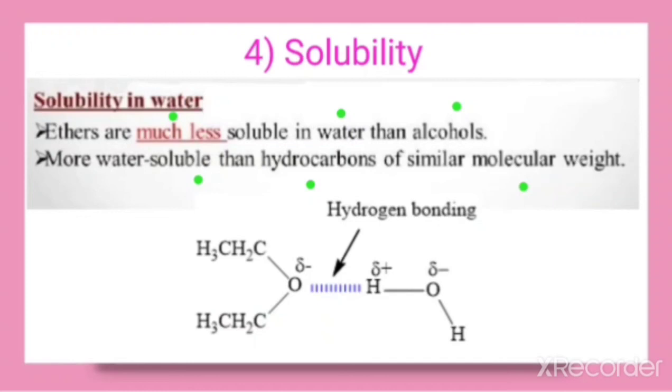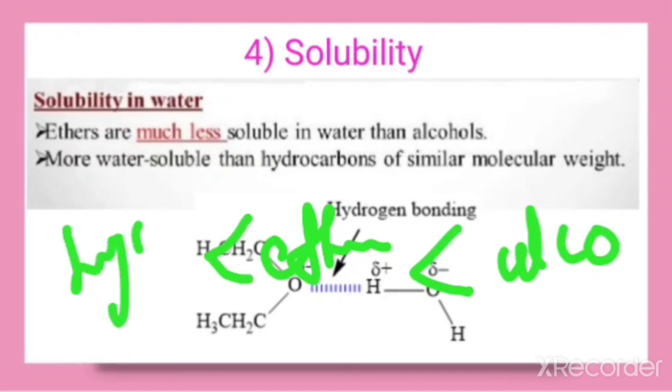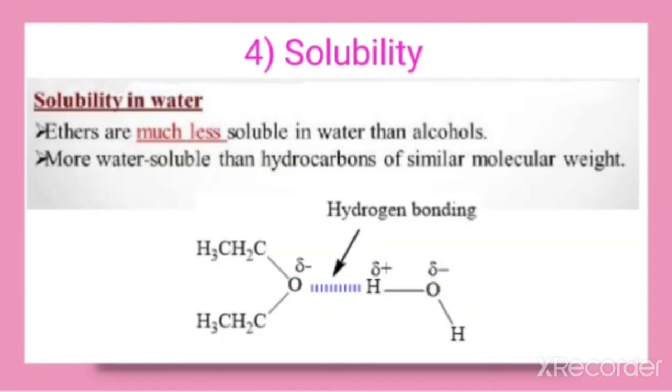That means when they are compared with alcohol, they are less soluble, but when compared with hydrocarbon of the same molecular weight, they are more soluble. So we can say that when you compare the solubility, alcohol is more soluble than ether, and ether is more soluble than hydrocarbon. So this is about solubility.